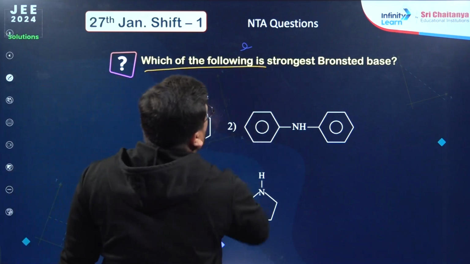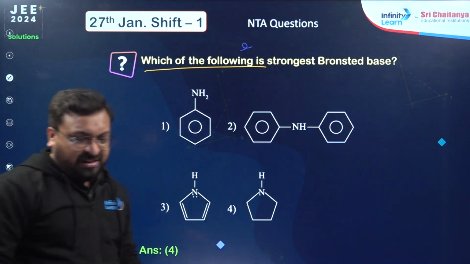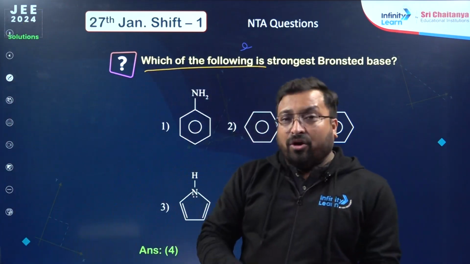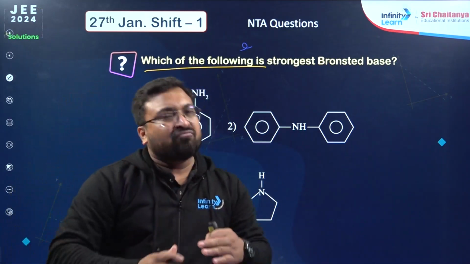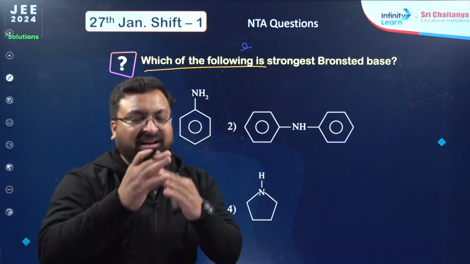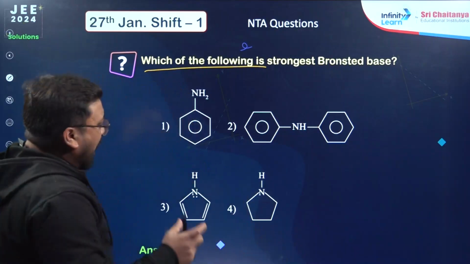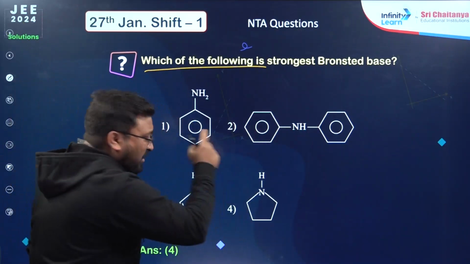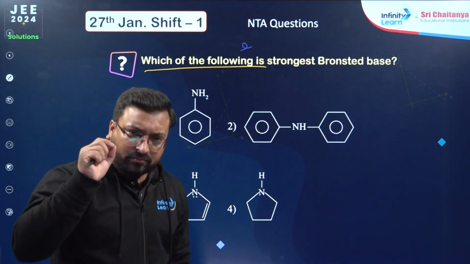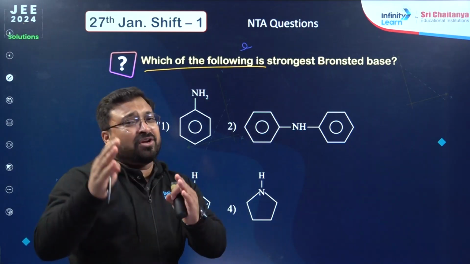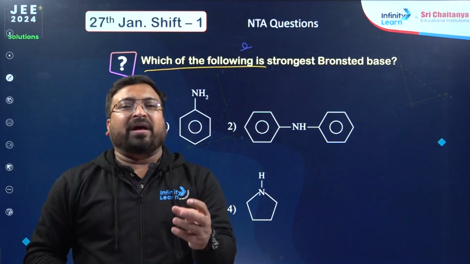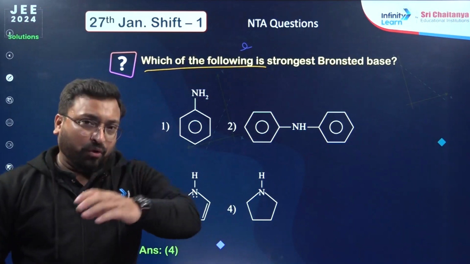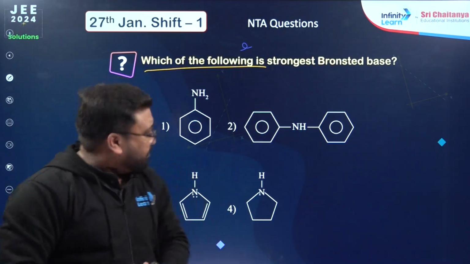Which of the following is the strongest Bronsted base? So what is the logic for Bronsted base? That will accept H+ ion, and the Bronsted acid will release H+ ion. So you have to take care of in which option there is less dispersion of the lone pair of nitrogen. Okay, where the lone pair is localized, where H can easily attach.